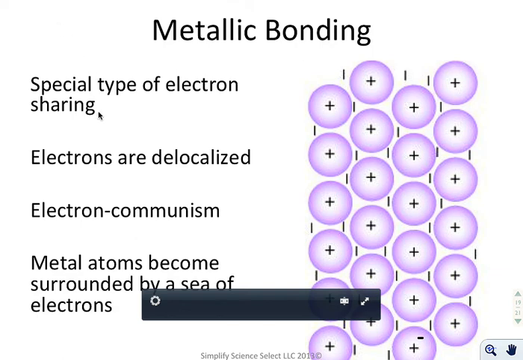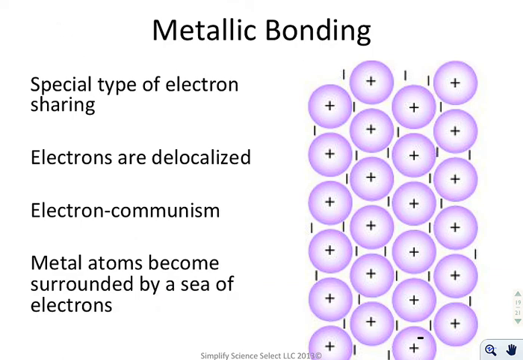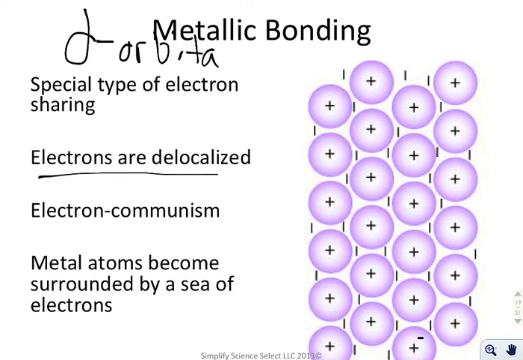Okay, metallic bonding is a special type of bonding that occurs between mostly transition metals. And what it is, it's a special type of electron sharing. Because these transition metals have what we call valence electrons in the d orbital, they tend to be delocalized. And what that means is the electrons are kind of shared between all of them. A lot of times it's called a sea of electrons.